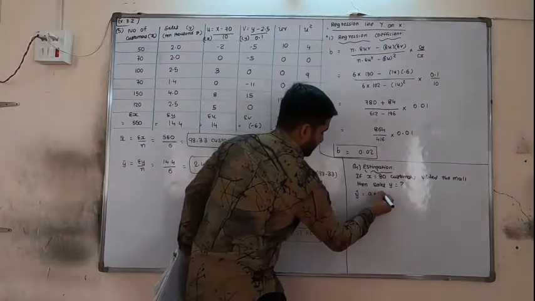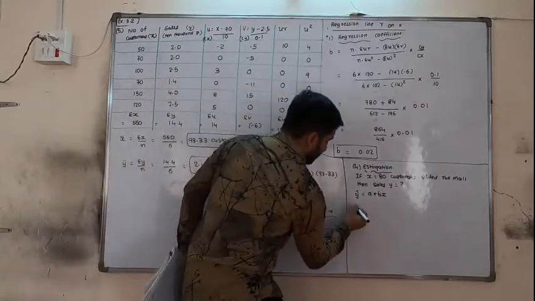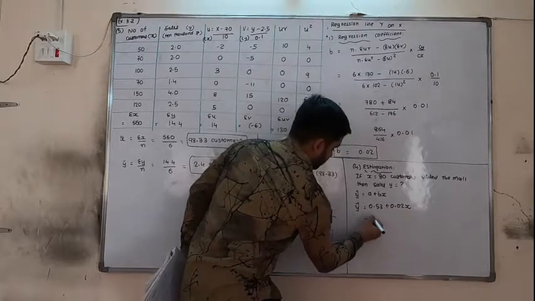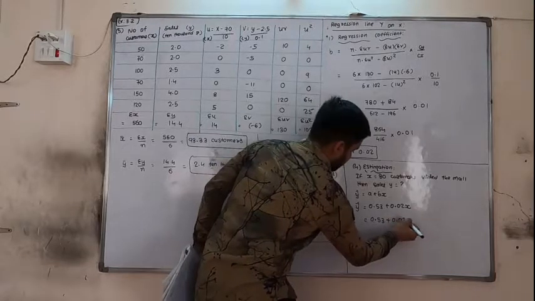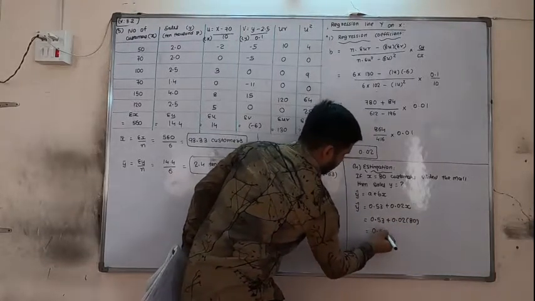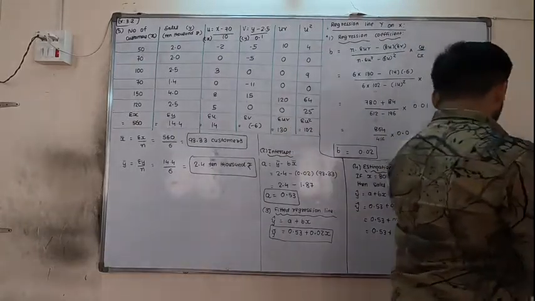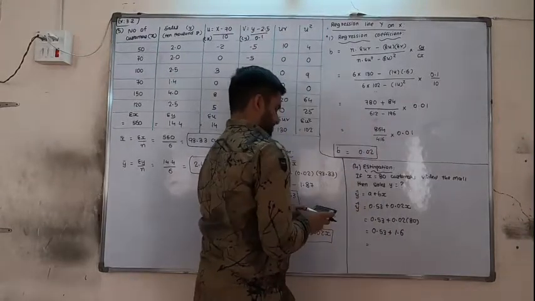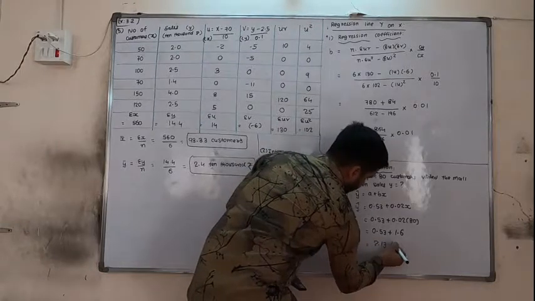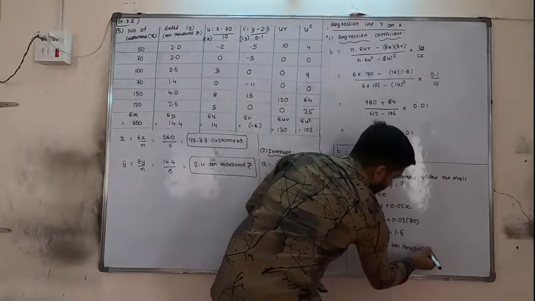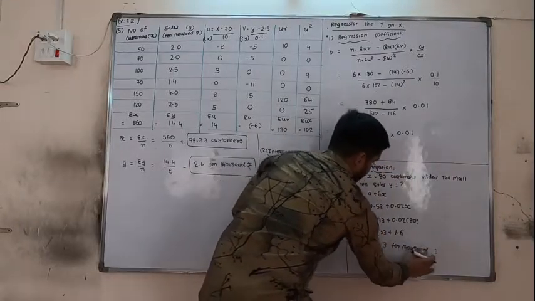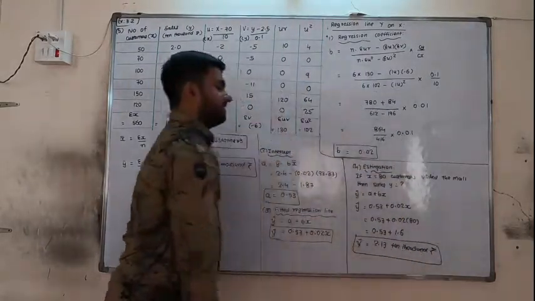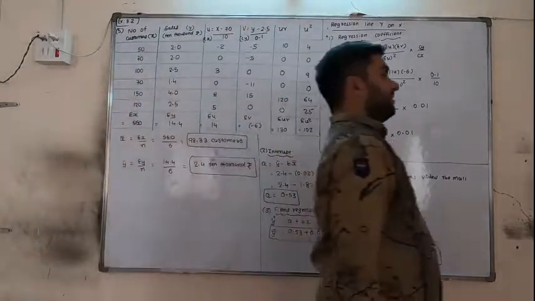Y cap is equal to A plus Bx. Y cap is equal to 0.53 plus 0.02x. Now 0.53 plus 0.02 multiplied by 80. 1.6 plus 0.53, 2.13, and the unit, don't forget, otherwise half marks is cut. 10,000 sales, 10,000 rupees. 2.13, 10,000 rupees. So all the big sums are there.